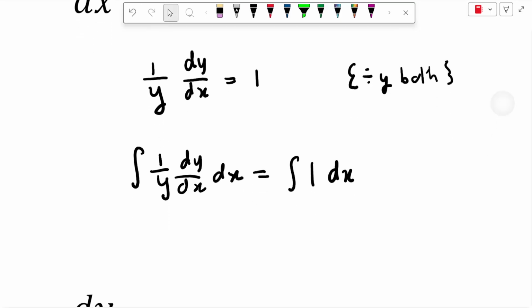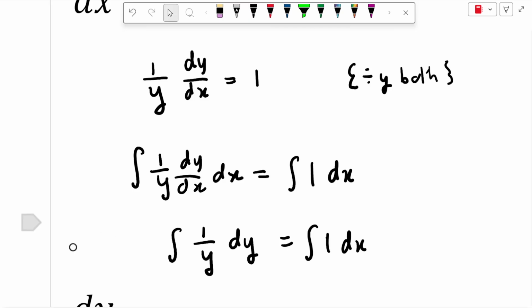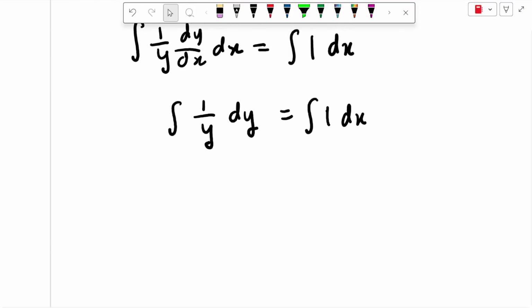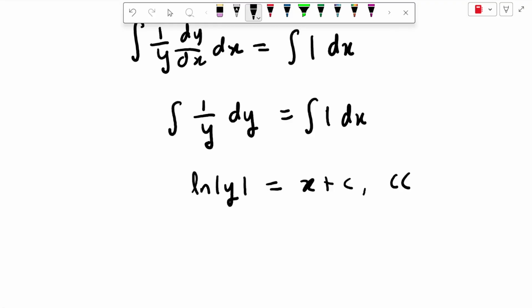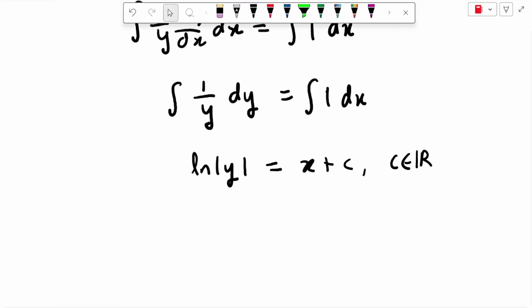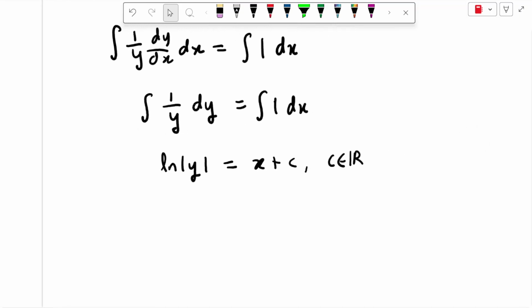And what do we get? Well, over on the left-hand side, this just becomes the integral of 1 over y with respect to y. And this is still the integral of 1 with respect to x. So we're going to get a log of y here. And then this is x plus some constant c. Now, how do we deal with this? Well, we can raise e to the power of both sides. So we can just do e to the power of log of y is e to the x plus c.